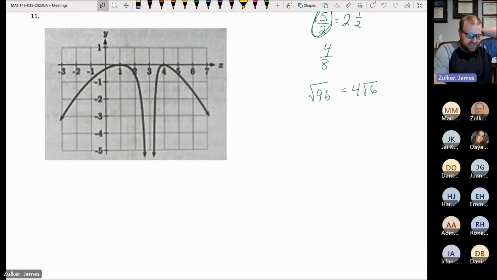All right, what about this function? What does it look like we're increasing?